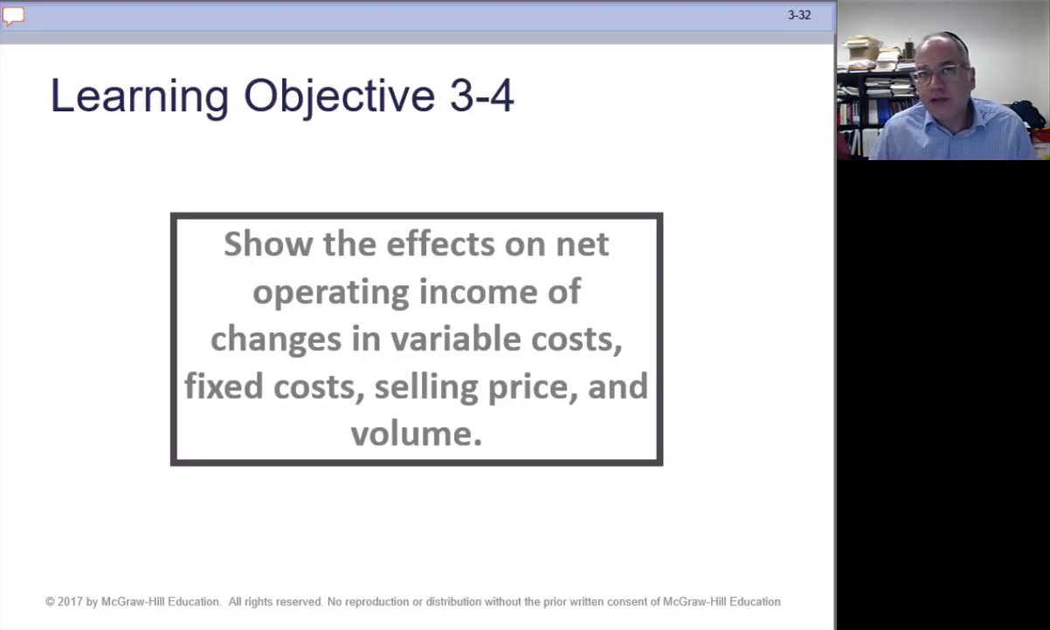There are a number of ways of doing these problems, but what you want to do now is understand how net operating income is going to be affected by changes in variable costs, fixed costs, selling price, and volume. How are they going to be affected?